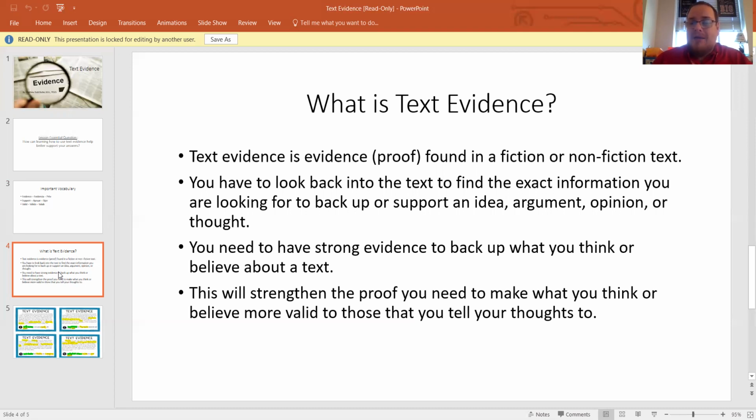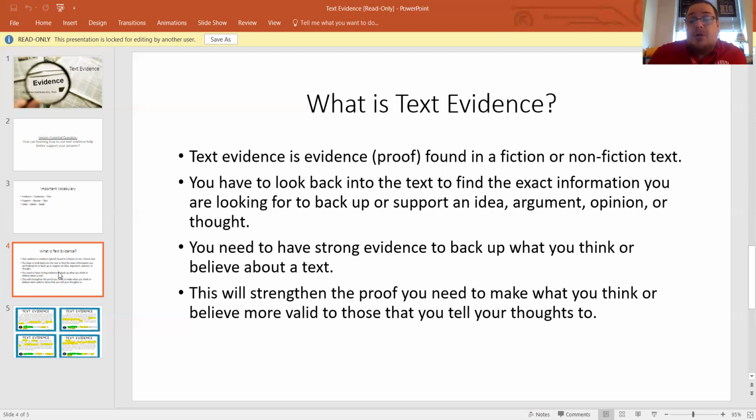You need to have strong evidence to back up what you think or believe about a text, especially if the question asks you, what do you think about what you just read? Did you like it? Did you hate it? Why? And then support it. I think this book is too violent because Joe beat up on Steve, or Jose beat up on somebody else, or whatever. The book is boring because there's not enough action. Everybody talks to everybody, and here's an example of that. That would be text evidence.